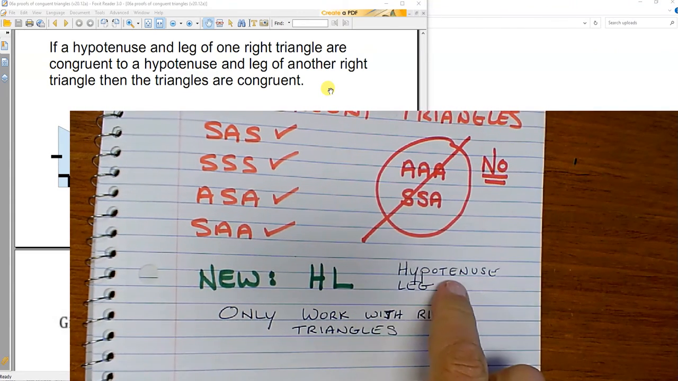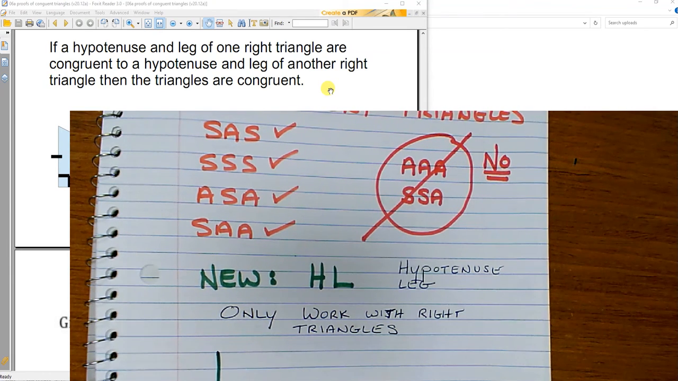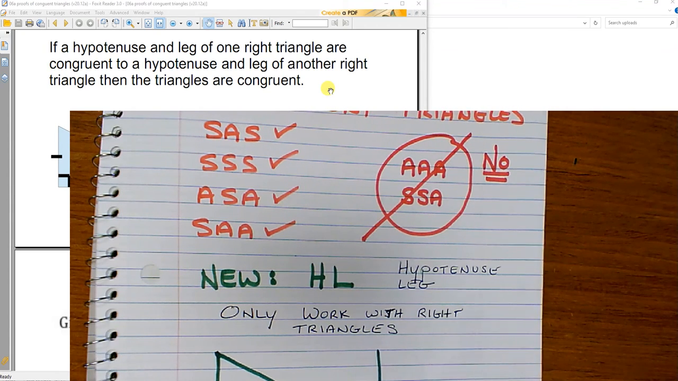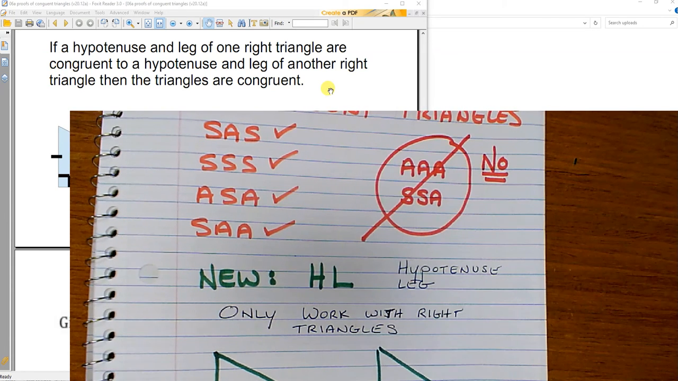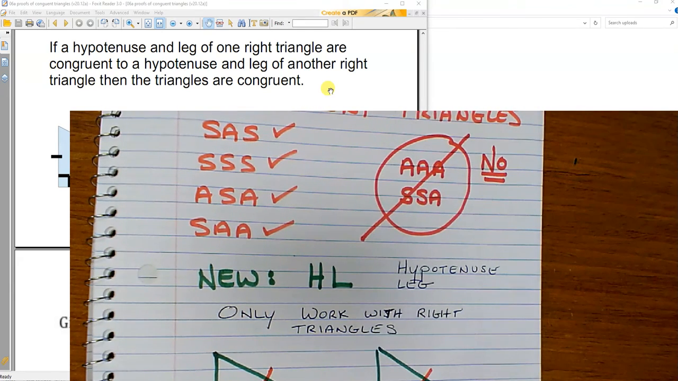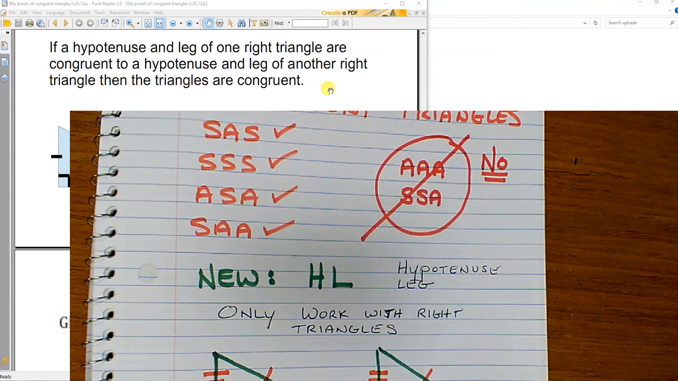Which is why it uses the words hypotenuse and leg, because the hypotenuse goes with a right triangle. You can't have a hypotenuse if it's not a right triangle. So HL works like this. If I have a right triangle, okay, they're both right triangles. Ready? What it's saying is if I have a hypotenuse that's congruent to a hypotenuse and a leg that's congruent to a leg, then the two triangles are congruent.